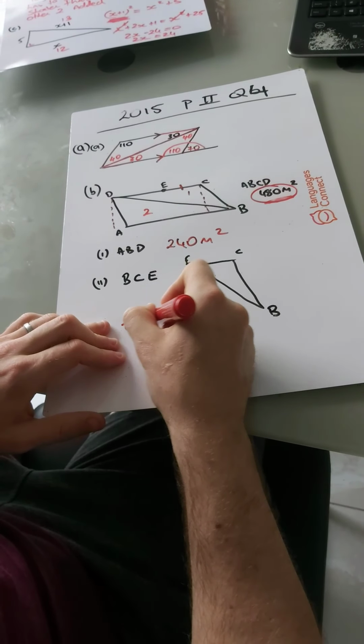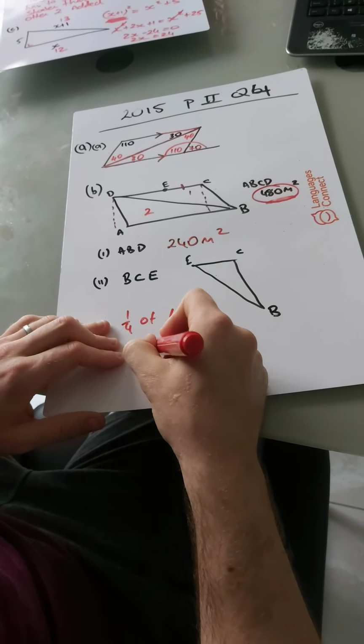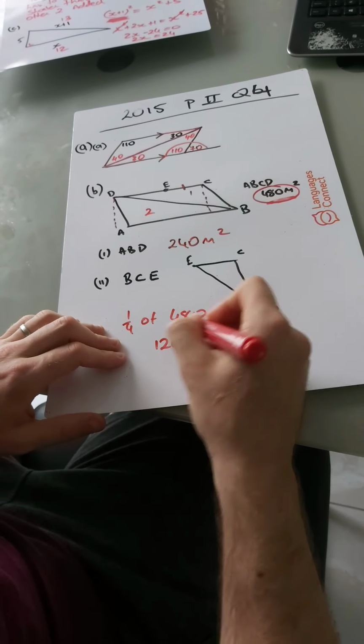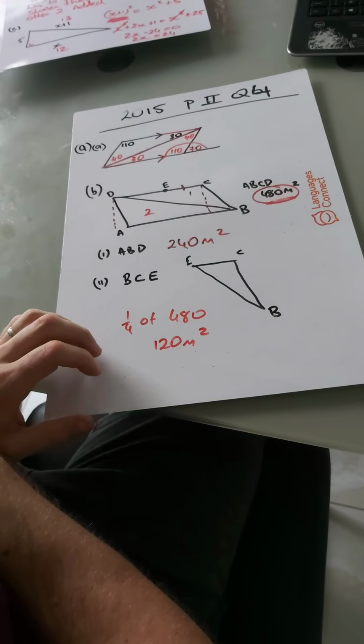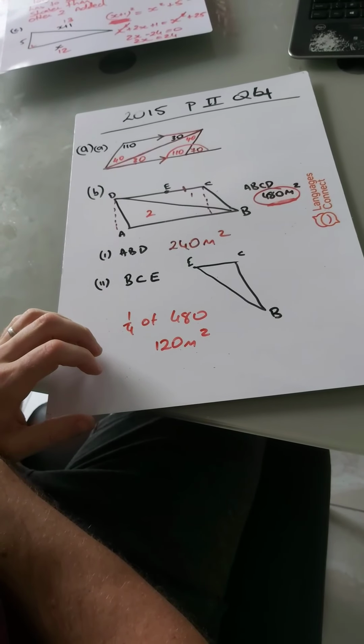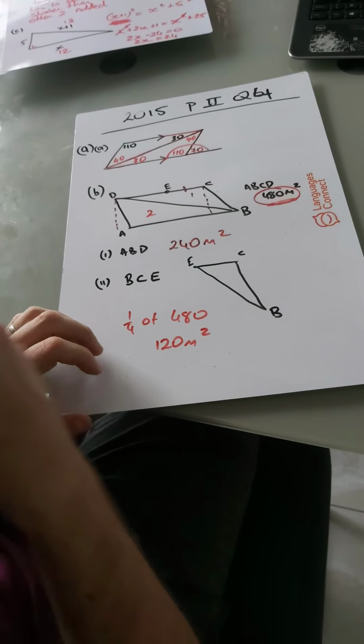which is 120 meters squared because it has the same perpendicular height. Okay. Hopefully that makes sense, and we'll work on more as we're going along over the next couple of weeks.